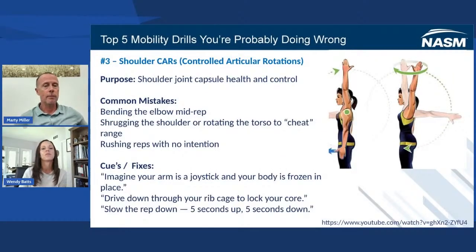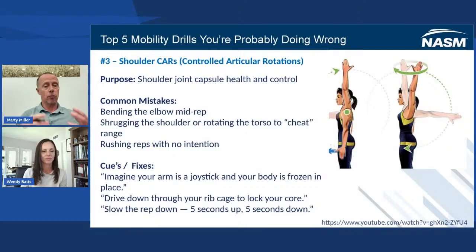So some of the common mistakes, I've mentioned those, are bending the elbow mid-repetition, hiking the shoulders, and rushing the reps with no intention. You'll see other compensations, like a low back arch. Whatever compensations you saw in the overhead squat, you'll see them here as well. Some of those cues and fixes, like Wendy mentioned in the other mobility drills, is just imagine your arm is a joystick and your body's frozen in place. So only the arm is moving, nothing else.